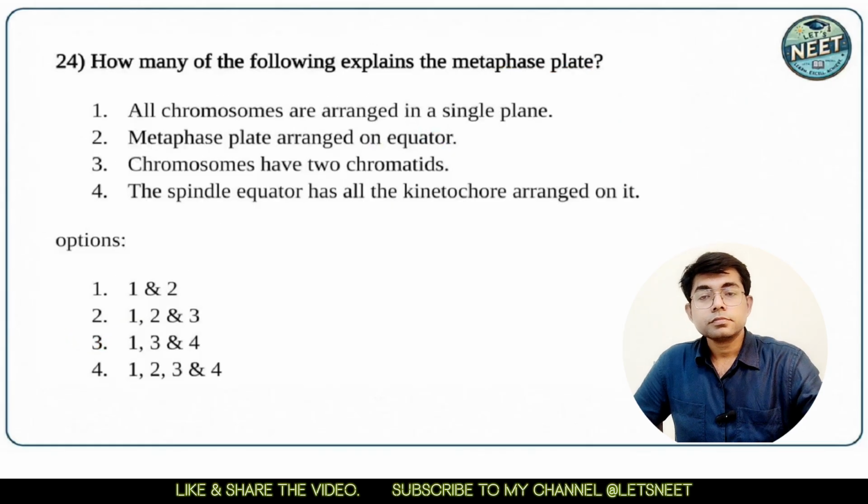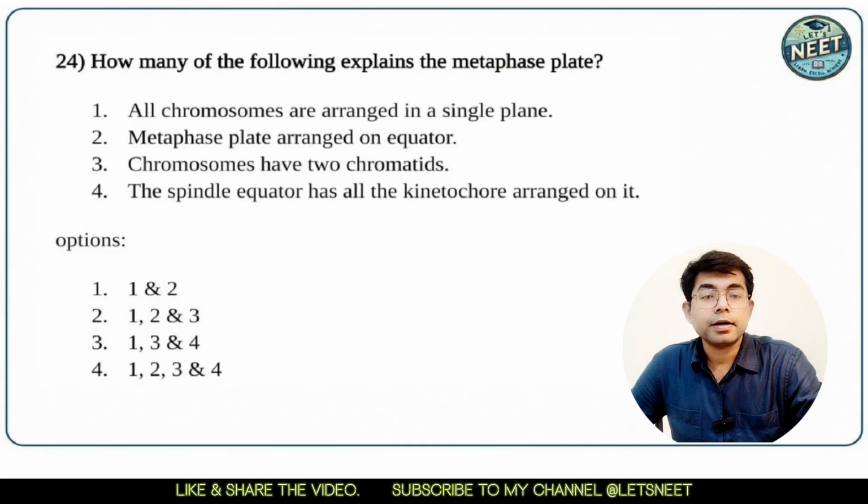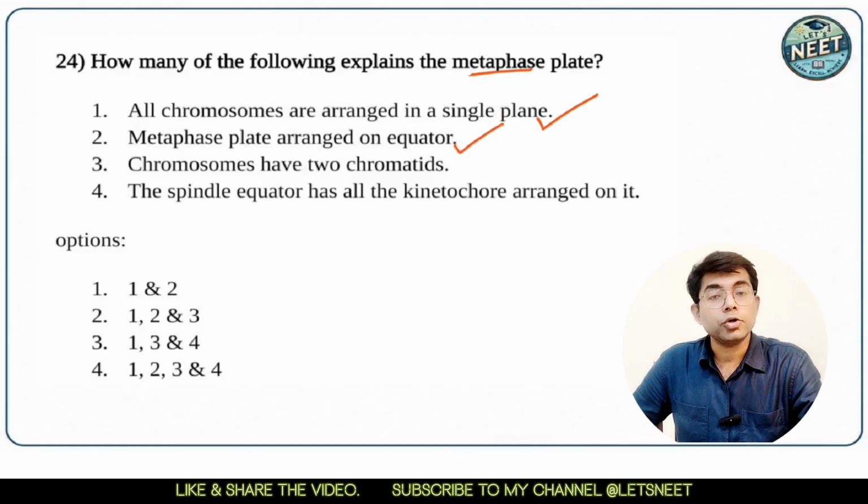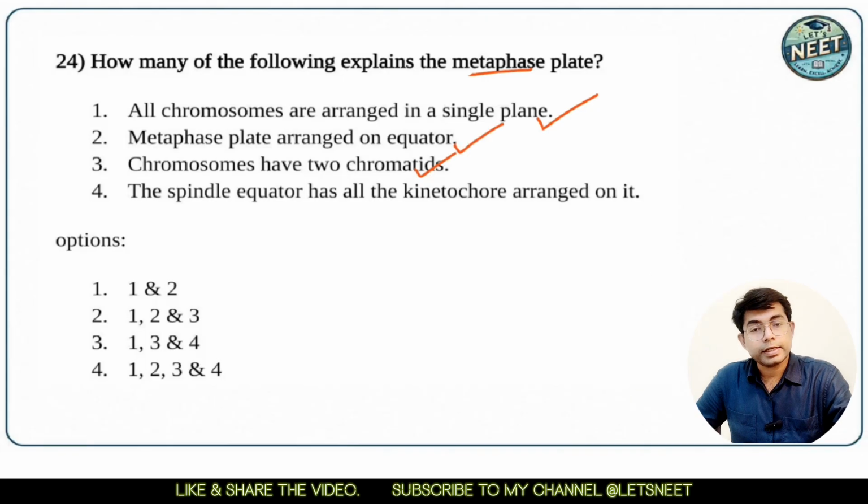Next question. How many of the following explain the metaphase plate? Metaphase plate, all chromosomes are arranged onto a single plane. Yes, the metaphase plate is arranged on the equator. Correct. Chromosomes have 2 chromatids. So yes, chromosomes have 2 chromatids during metaphase. And in the metaphase plate, the spindle equator has all the kinetochores arranged on it. Yes, all the kinetochores.